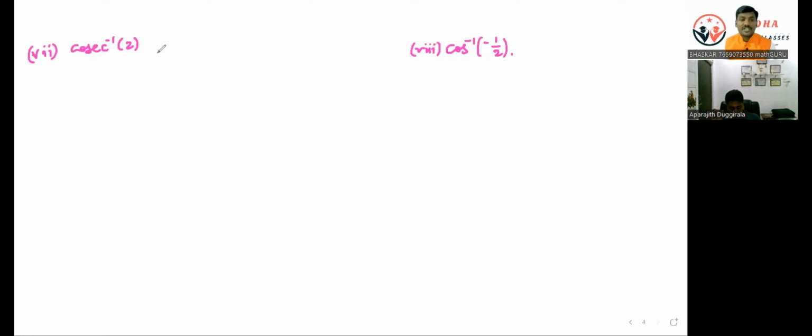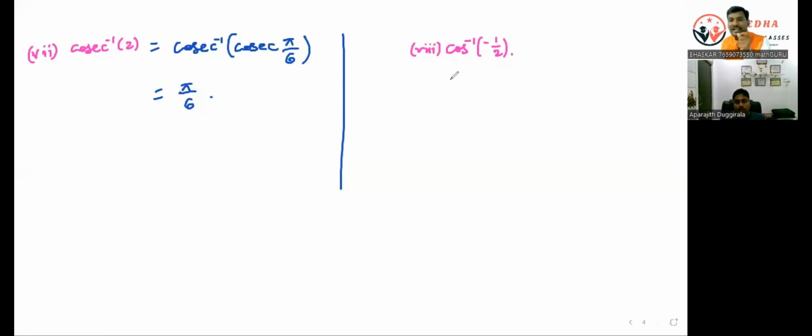If we take the next one, cosecant inverse 2. For this I am writing the cosecant inverse as it is, and 2. 2 in cosecant theta is 1 by 2 in sin theta. Cosecant and sine are reciprocals. When we get 1 by 2 in sin theta, pi by 6. That means 30 degrees. Cosecant 30, pi by 6. So cosecant inverse gets cancelled. So here the required angle is pi by 6.